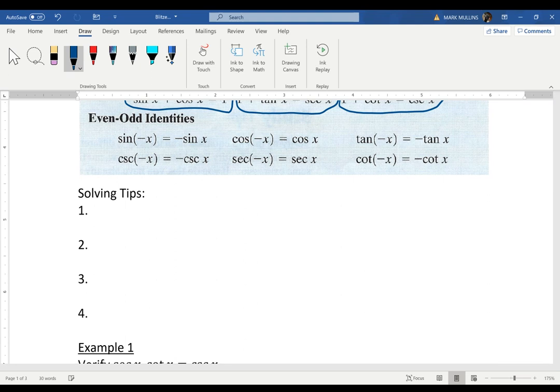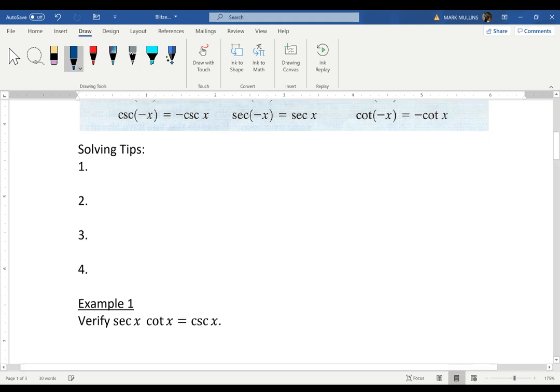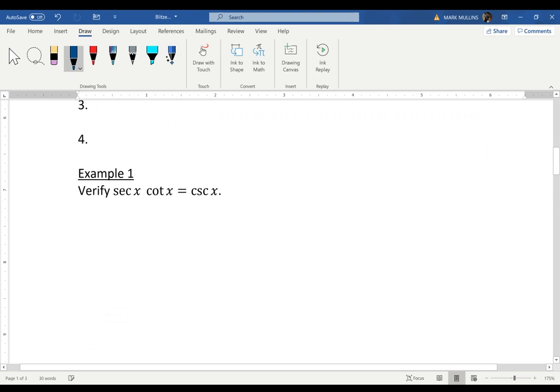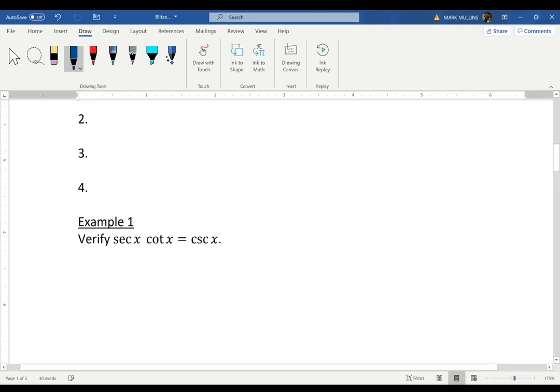We're going to fill in these solving tips after we go through and solve a couple. So this is the kind of problem you're going to get. Verify that the secant of x times the cotangent of x equals cosecant of x. So we're trying to verify that. And the way these work is we work on just one side of the problem. I can either work on just the cosecant x, or I can work on the other side, secant x times cotangent x. So our first solving tip is that we're going to work on one side only.